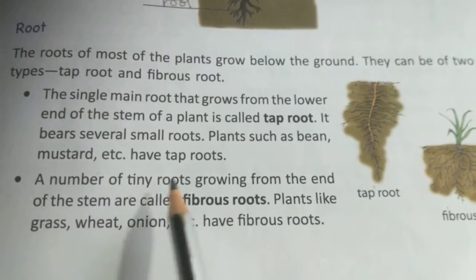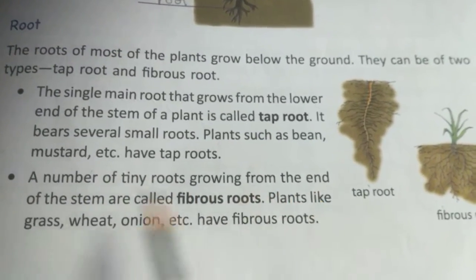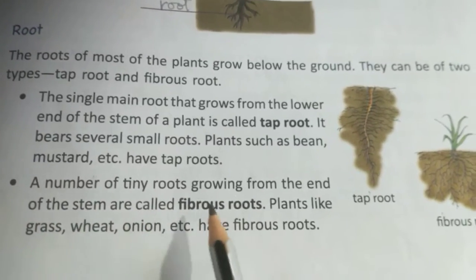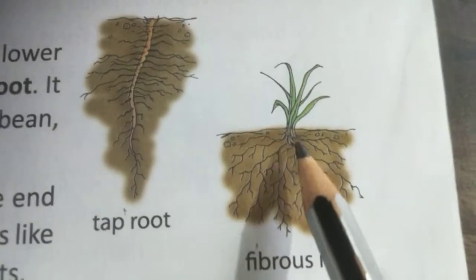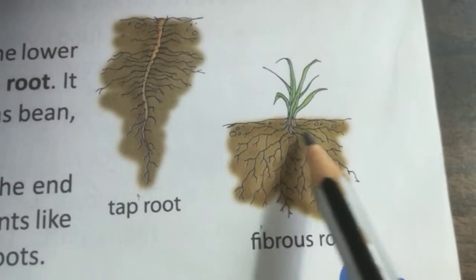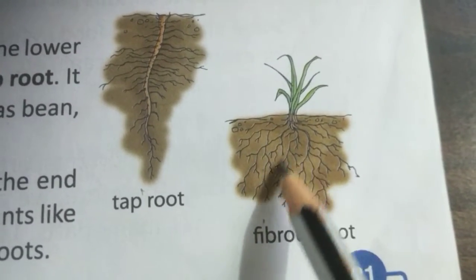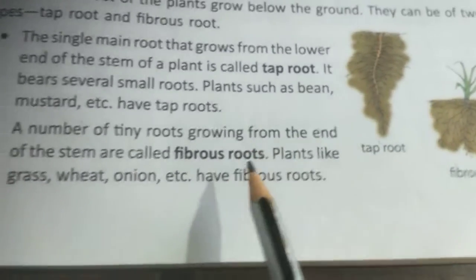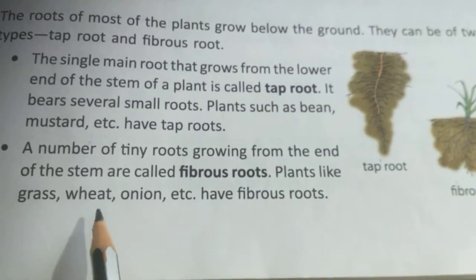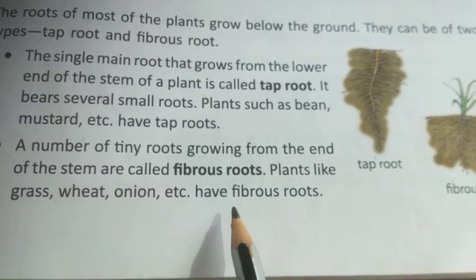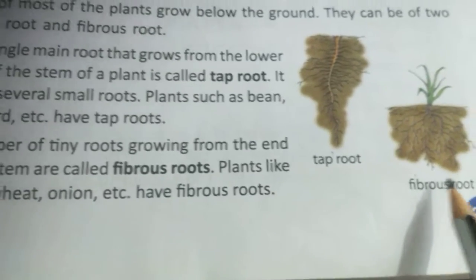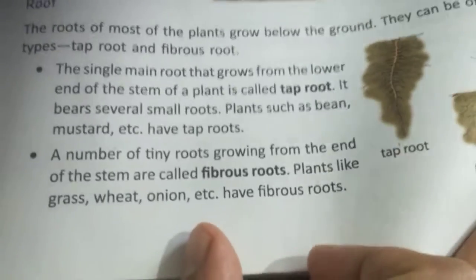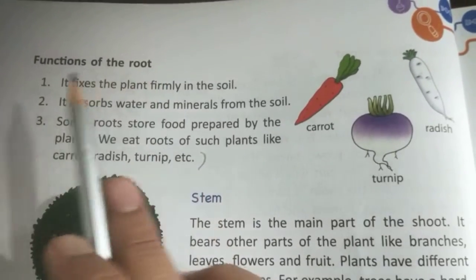Now, a number of tiny roots growing from the end of the stem are called fibrous roots. You can look here: a number of tiny roots is growing from the end of the stem, so these are fibrous roots. Plants like grass, wheat, onion, etc. have fibrous roots. Now, what are the main functions of the root?